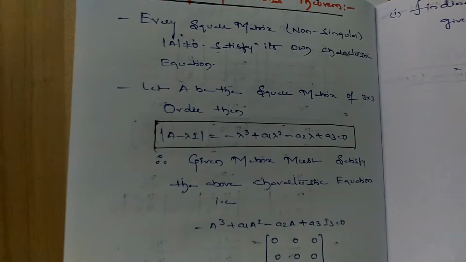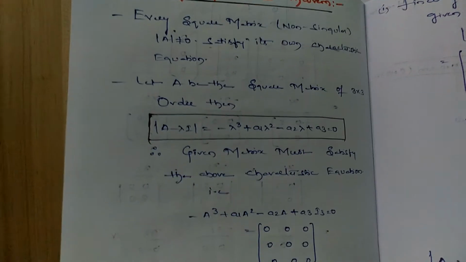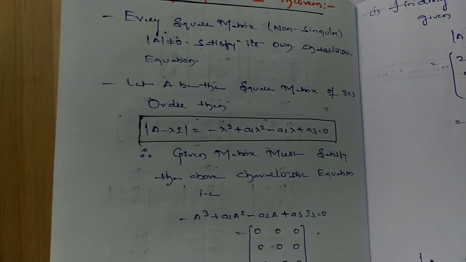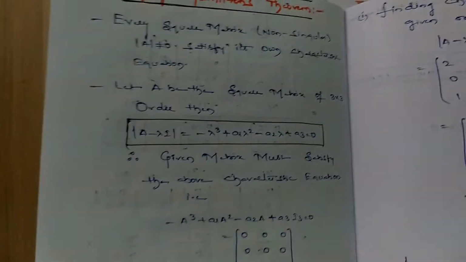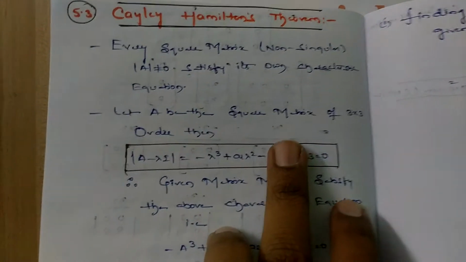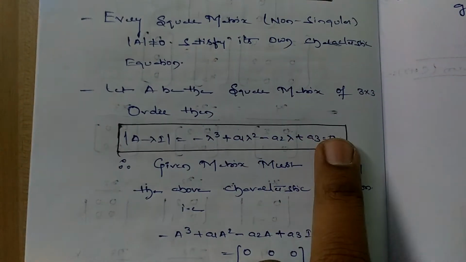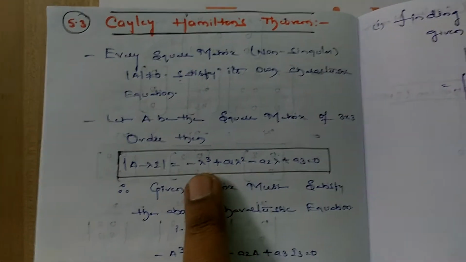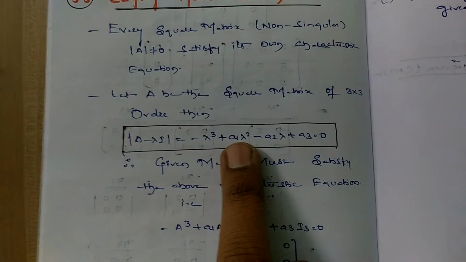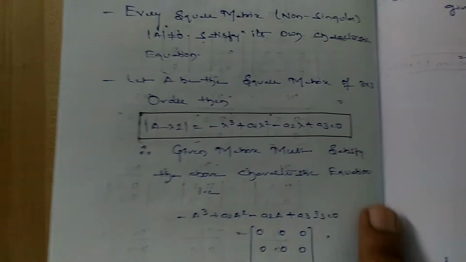Now let A be a square matrix of order 3 by 3. Then the determinant of A minus lambda I gives the characteristic equation. For a particular square matrix of order 3 by 3, we get an equation like this: minus lambda cubed plus a1 lambda squared minus a2 lambda plus a3 equals 0.